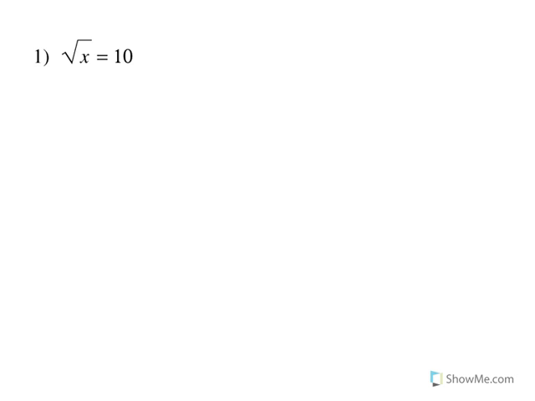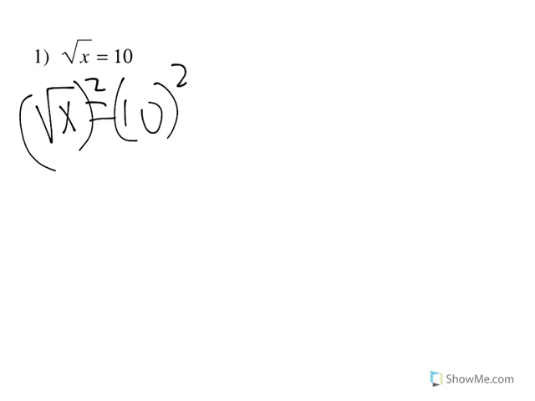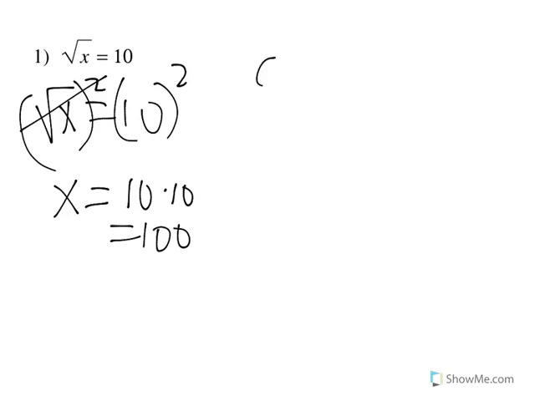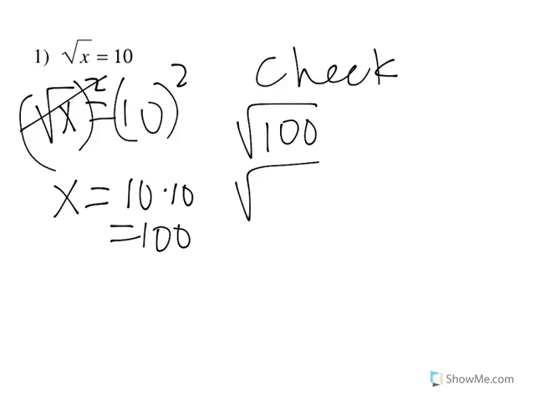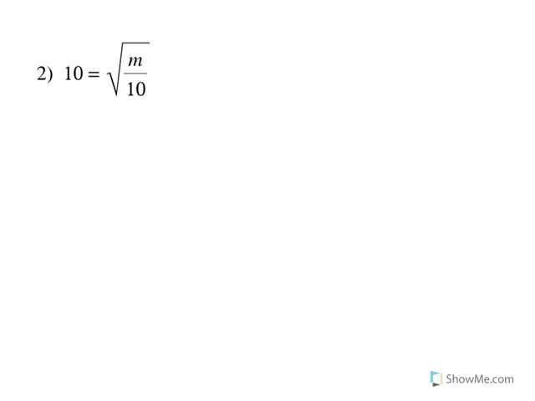Okay, so let's go on to our first example. Here we want to solve the square root of x equal to 10. We're going to solve for x, so we're going to square both sides. The square root and the square cancel out, so we have x, and 10 squared means 10 times 10, or 100. Now we need to check our work. The square root of 100, or the square root of 10 squared, reduces to 10, which is the same as the original.